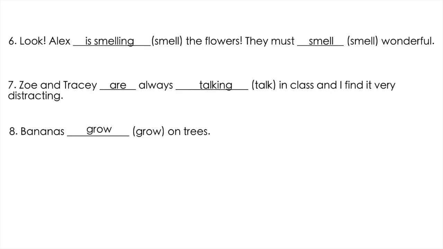Bananas grow on trees. We use the present simple here because we're referring to a truth, a scientific fact, a permanent situation. This will never change. Let's look at the next one. This one is tricky, so be warned.